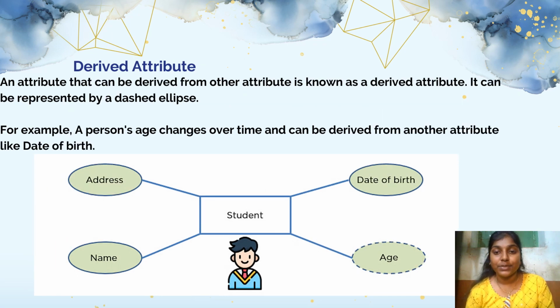So a derived attribute means an attribute which is derived from another attribute. It is represented by a dotted oval, dotted ellipse, or dashed ellipse. So here, age is a derived attribute which is derived from date of birth. By knowing the date of birth we can actually calculate the age. So in this way age is a dashed, dotted, or derived attribute, whatever you can call it.